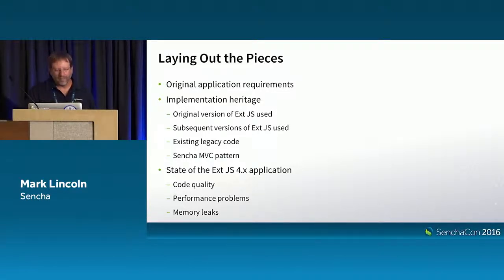The other thing we need to do is look at the heritage of the application. Where did it start? Was it an Ext JS 1 application that was upgraded to 2, 3, and then to 4? Or did it start out in 4 as a properly put together Sencha MVC application? That's important because if we've got existing legacy code, that's going to make our process to upgrade the application a little more difficult. If it started out its life as a Sencha MVC application, it's going to be a bit simpler. So knowing that information is going to be beneficial to our process.